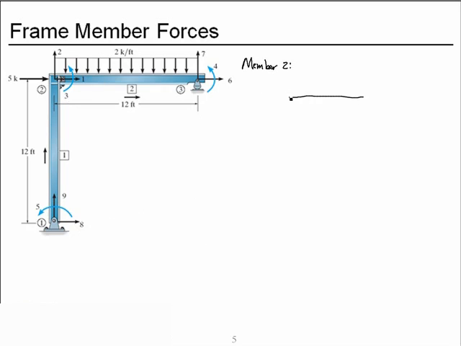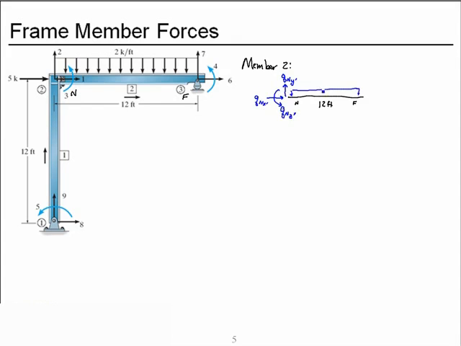And I'll draw a free body diagram of member 2. It is 12 feet long. This is our near node. This is our far node. So we have near and far, which makes my unknown at the near end y prime, the shear, near node x prime, and drawn counterclockwise, near node z prime, the moment in the member.